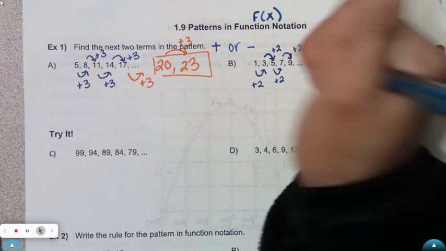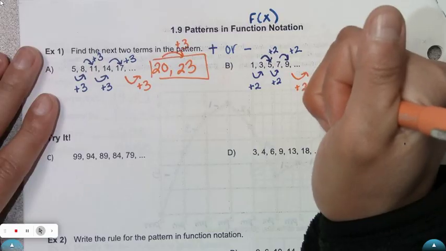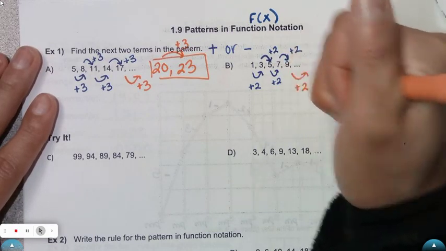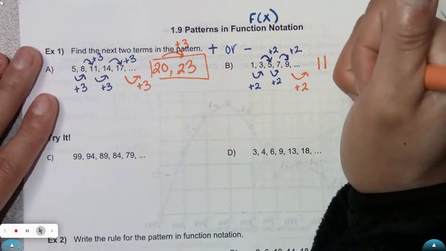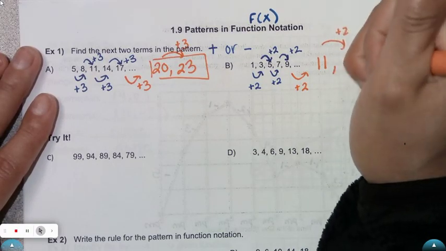Okay, good so far. If I continue that pattern, this now becomes 9 plus 2 is 11. And then if I continue that pattern, 11 plus 2 is 13.